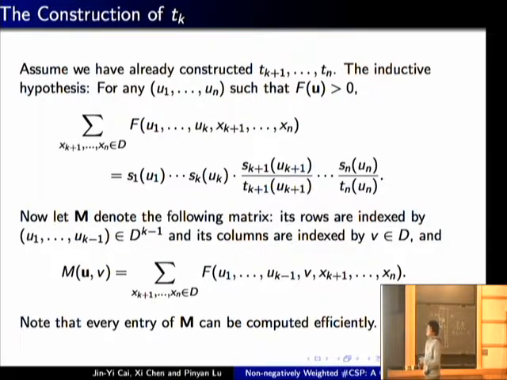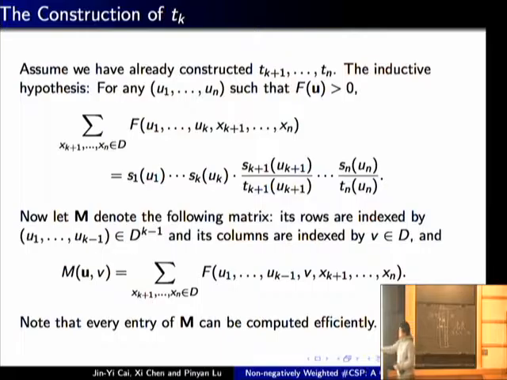For the rest of the vectors, it's just a very simple induction, and the argument is very similar. For example, suppose we want to construct Tk, and we can assume that we already have Tk plus 1 up to Tn. The inductive hypothesis is that if you fix the first k variables and sum over the rest of the variables, then it has this very nice explicit form. Now, we define the following matrix. Again, the rows are indexed by many variables, u1 up to uk minus 1, and the columns are indexed by v. And we define the uv entry to be the sum over the rest of the variables.